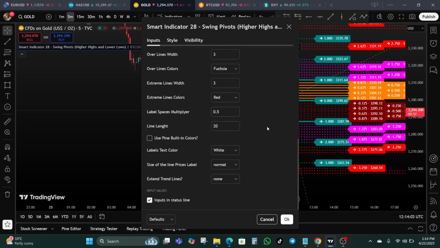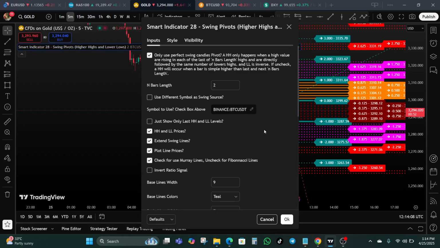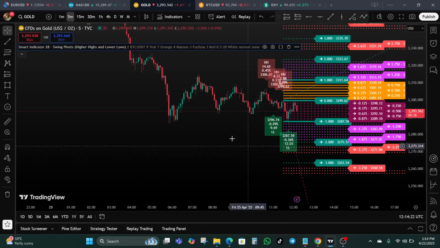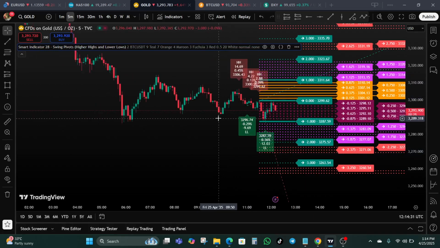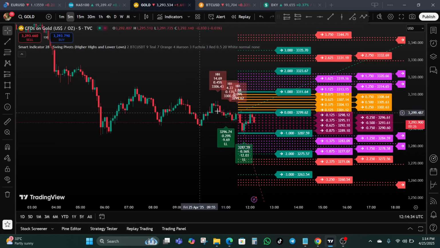You can actually modify this according to your trading style. Only use perfect swing candles pivot. A HH only happens when a high value arises in each of the last n bars lengths, and all of that. Now, basically you should be looking out for these turning points, because these identifications, the HH and the LL, basically it seems like that is how the indicator gives its signals. You have to use that as identifying your turning points.